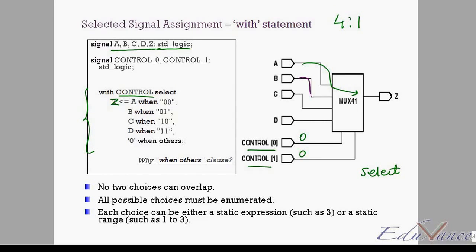My Z would get B if my control lines are 0 1. I'm sorry, the other way around, that is control 0 is 1 and control 1 is 0. Z gets C if my control 1 is 1 and control 0 is 0. And last, Z would get D when both my values are 1.